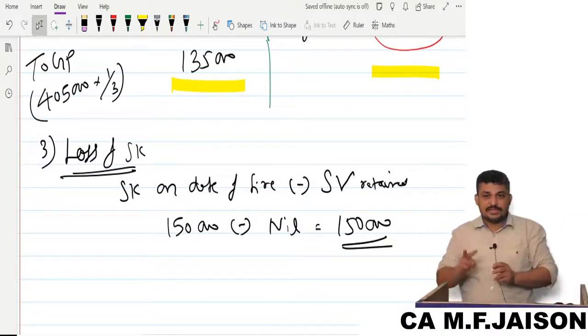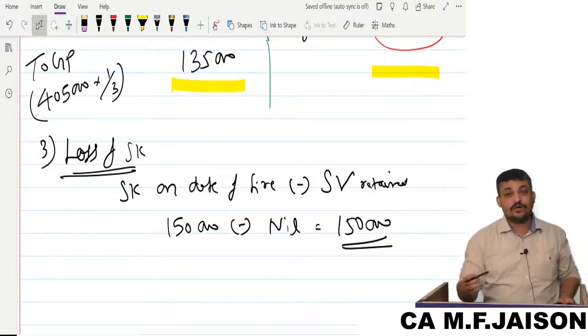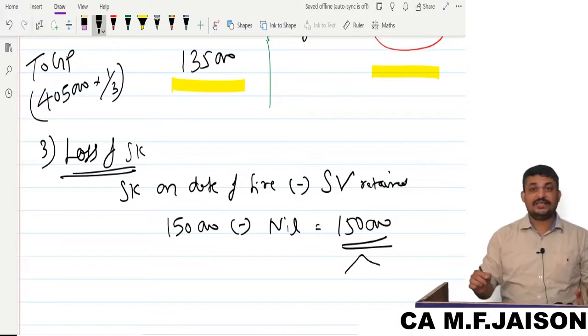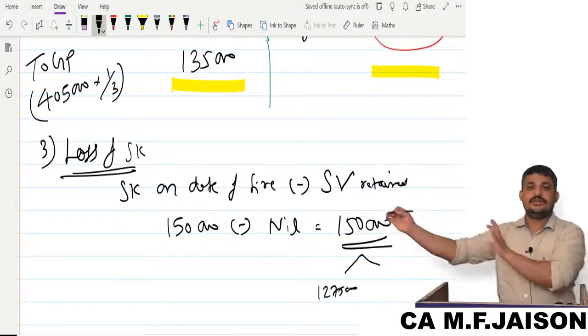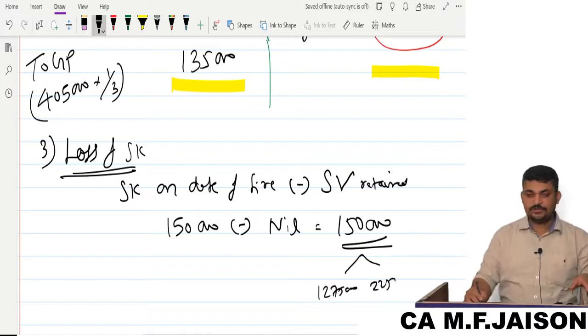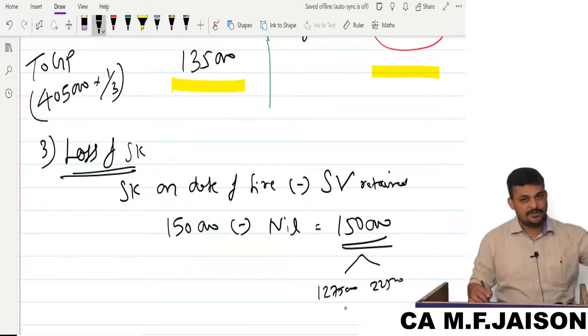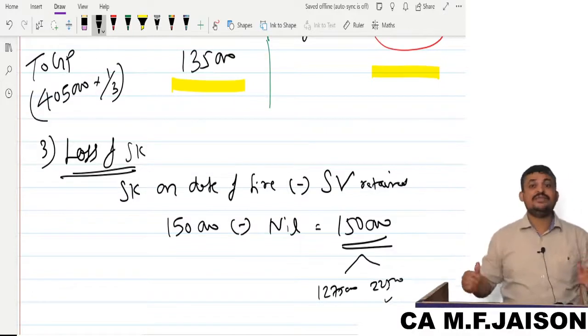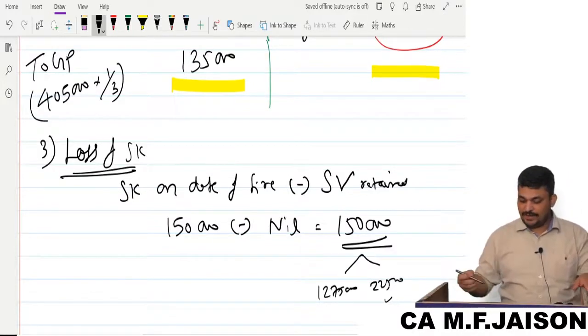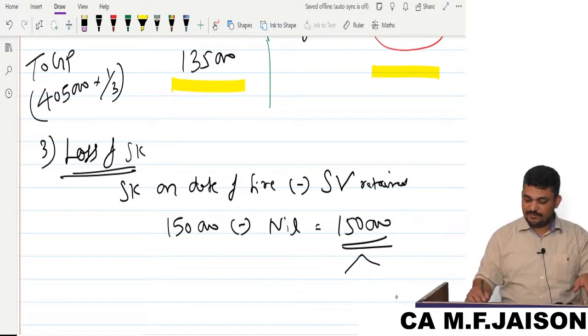So this 1,50,000 consists of two components, and you should know that. The real stock destroyed by fire was 1,27,500. Fire caused this loss. And though I saved 22,500, that was taken by the insurance company. So I want money for both: whatever loss I incurred because of fire, as well as whatever stock the insurance company has taken out of my salvage value. So thereby we understand it is 1,50,000.